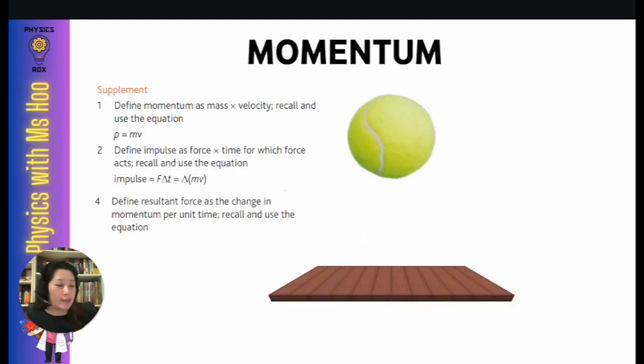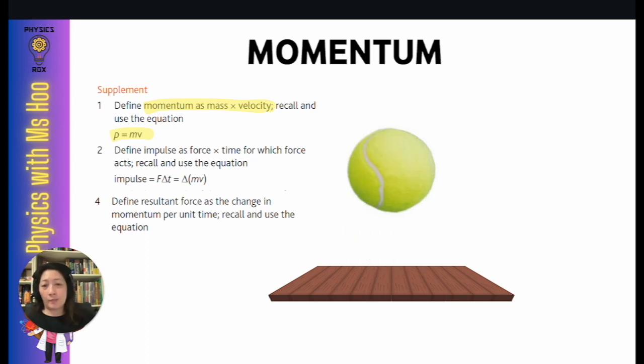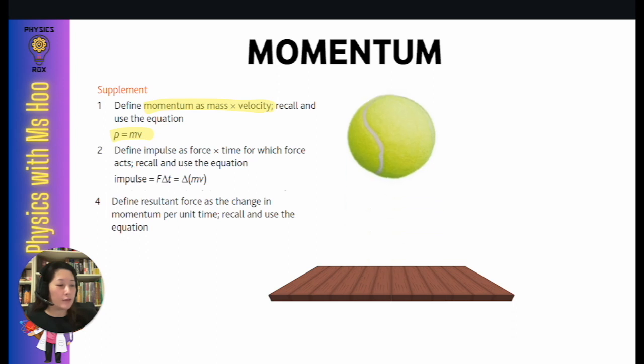Next, momentum. Momentum is mass times velocity, so that's the formula that you need to recall and must know how to use. In symbol form, it's just P equals mv, where P is momentum, m is mass, and v is velocity. You must also know that impulse is force times time.